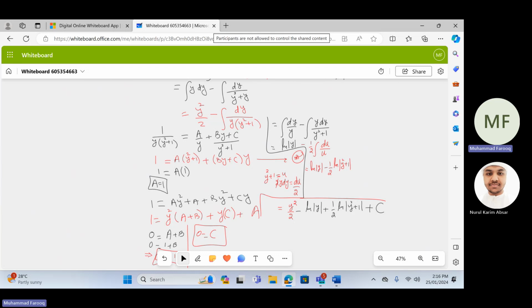So please, these are improper fractions. You cannot start the procedure directly with the denominator factorization, because it's improper: the up degree is more than the down. So use long division first, and then you get the correct format, and then you can integrate. Clear? Right. So this is 8.5.